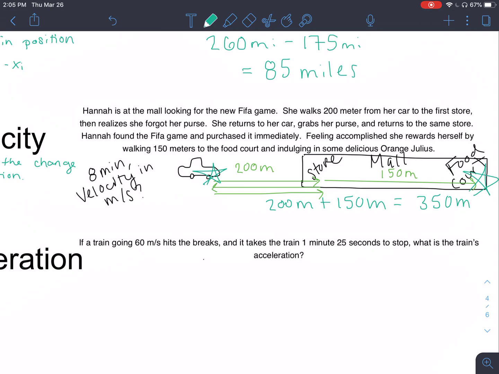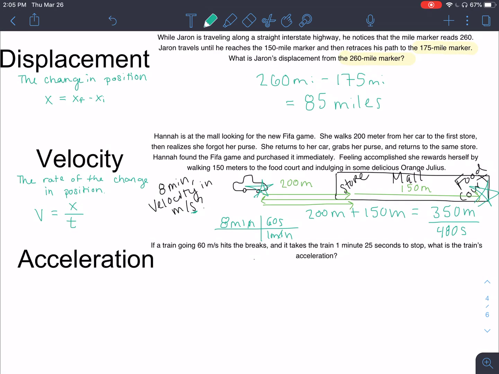Then her time, we do need to have it in seconds. So let's first convert 8 minutes into seconds. That'll be 480. You divide that out and get 0.73 meters per second. So now I kind of ran out of room. I'll write it over here and circle it.